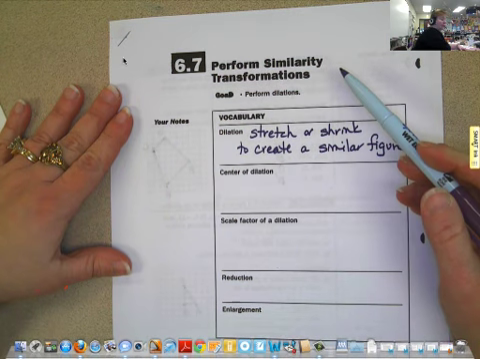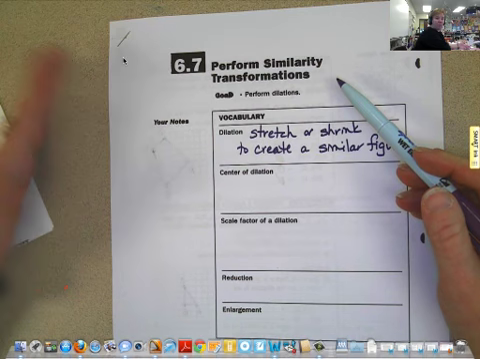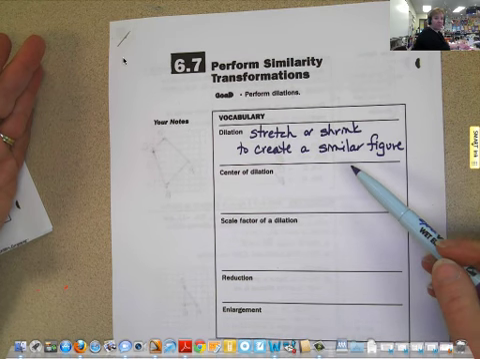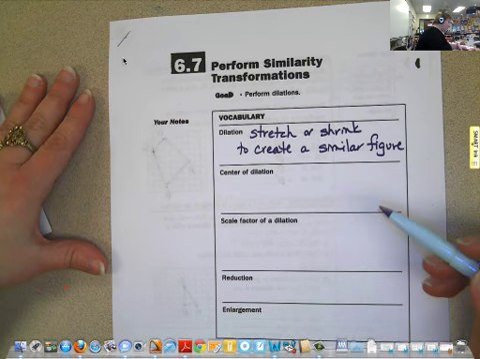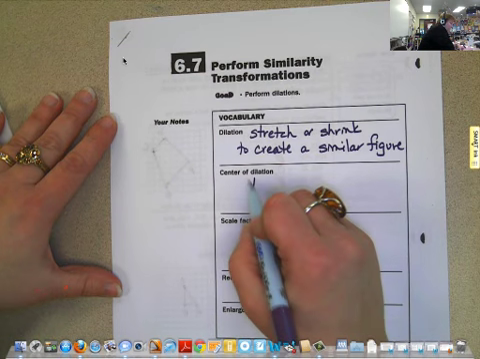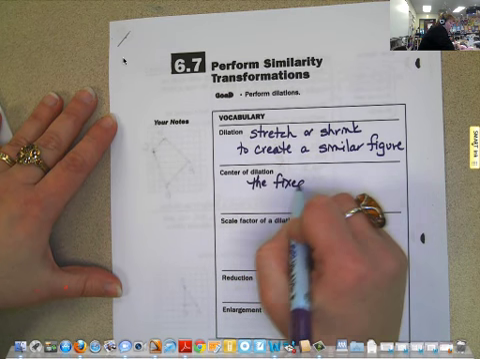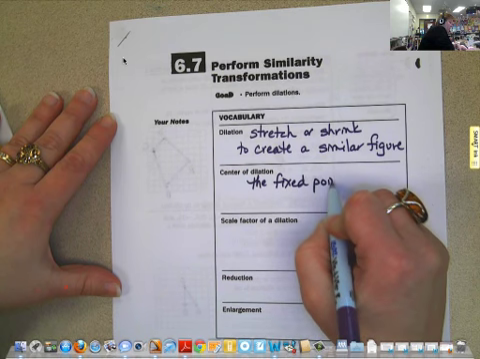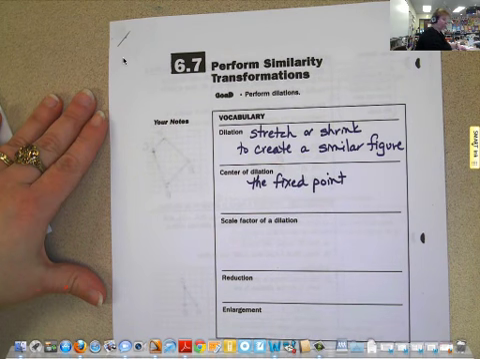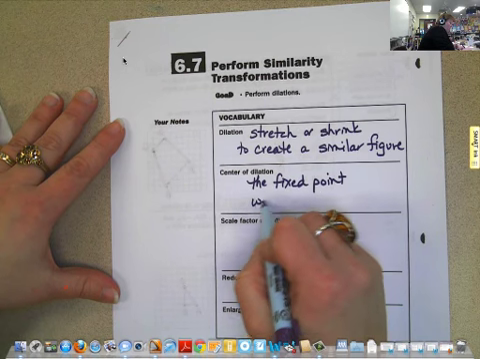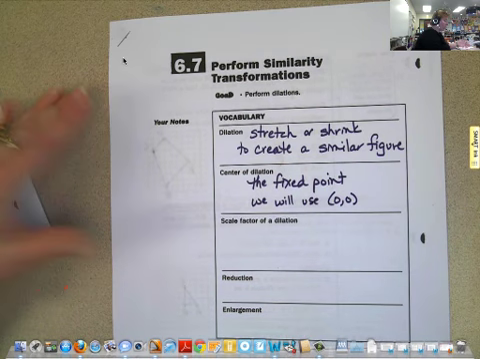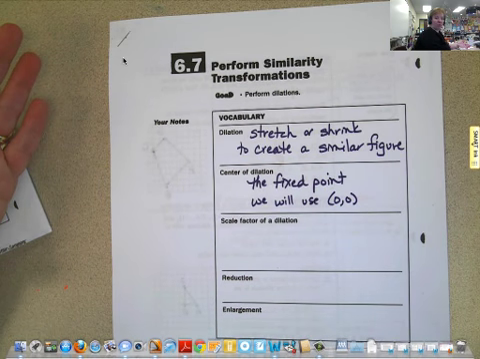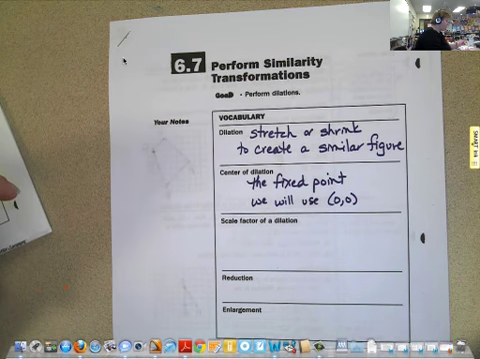Obviously, when we were doing congruent transformations, the two shapes had to stay congruent. But now we can change the size, either larger or smaller, because we're dealing with similar figures instead of congruent. The center of dilation is the fixed point about which the transformation takes place. Sort of like when we were doing reflections. We will always use the origin. We're going to do all of our transformations on coordinate planes, which is why we're using the note-taking guide again, and the fixed point will always be the origin.